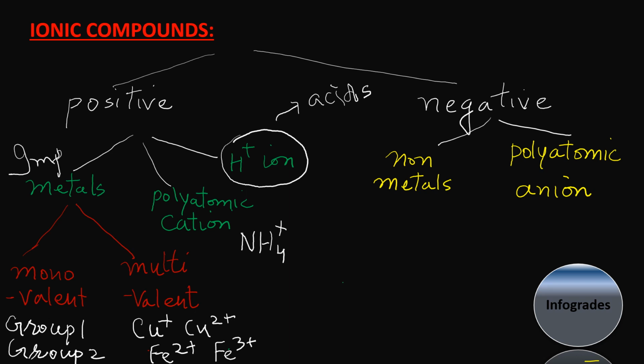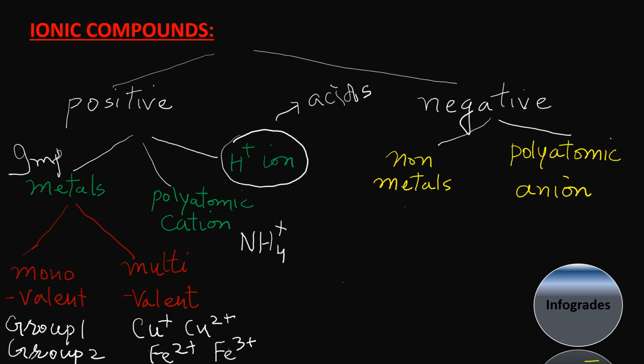Negatively charged species can be either a non-metal or a polyatomic anion. If it is a non-metal, it can be anything from the right side of the periodic table. I have already covered in the periodic table video where the metals and non-metals are placed. Non-metals are negatively charged species.